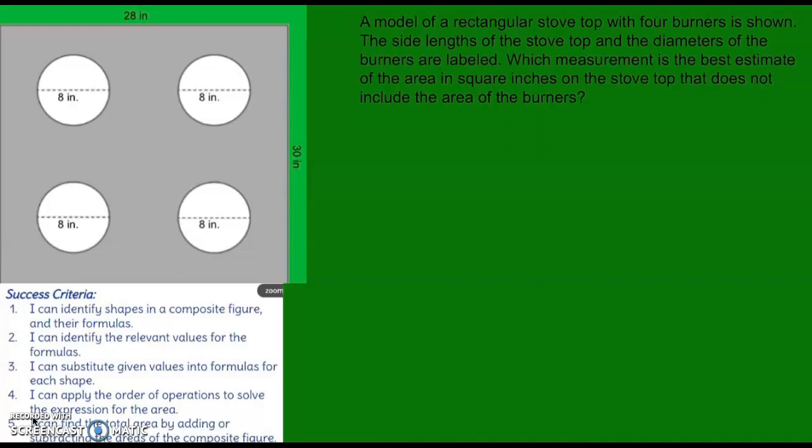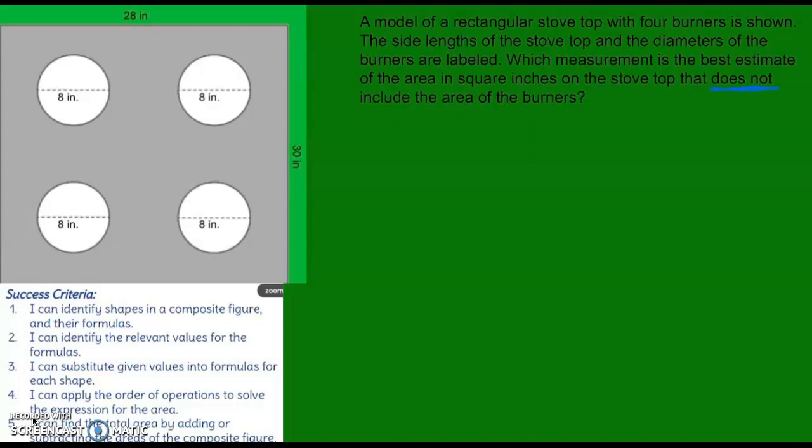So a model of a rectangular stovetop with 4 burners is shown. The side lengths of the stovetop and the diameter of the burner are labeled. Which measurement is the best estimate of the area in square inches on the stovetop that does not include the area of the burners? So the one thing that I want to make sure I underline and understand is that we want the area of the stovetop, but we don't want to include the burners.